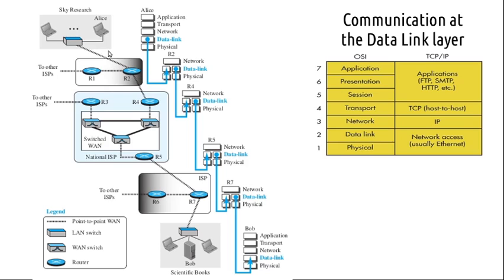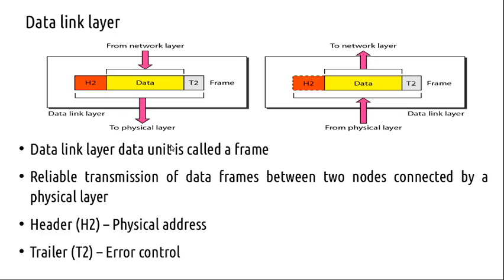But we'll see that the IP address is something which is used to convey data from this network to this network, Alice's network to Bob's network. But the physical address will change on each hop, from one node to the next. We'll see that. Okay, so reliable transmission of data frames between two nodes, that is the role of the Datalink layer.